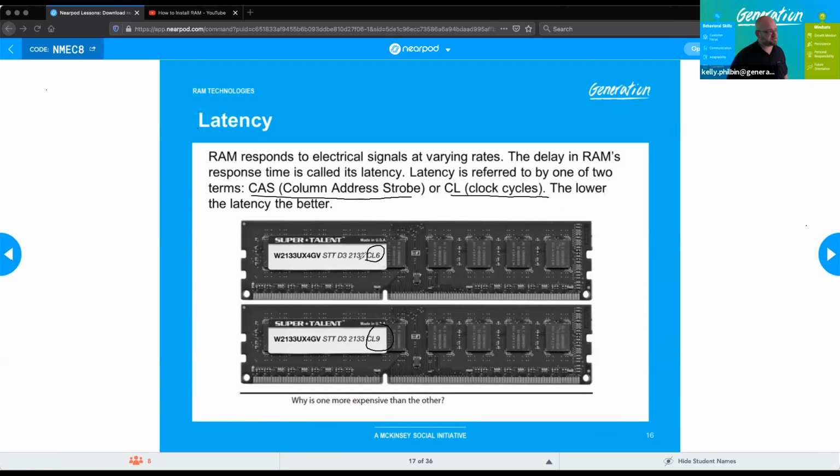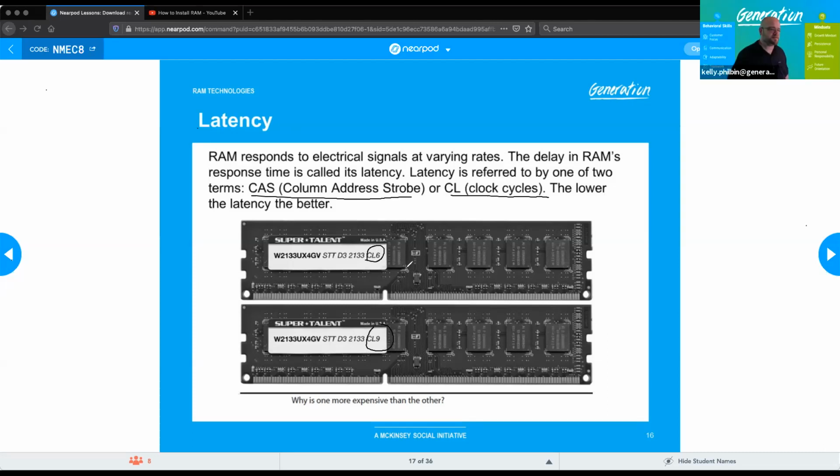Which one of these RAM chips would be faster based on this last number? The top one or the bottom one? This one is a CL6. This is a CL9. The bottom one?